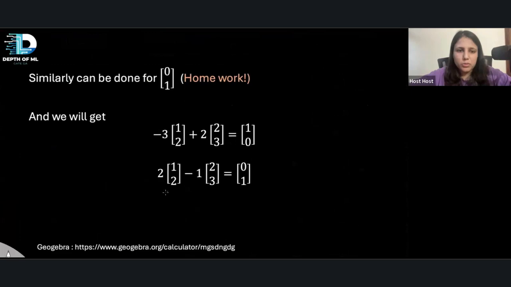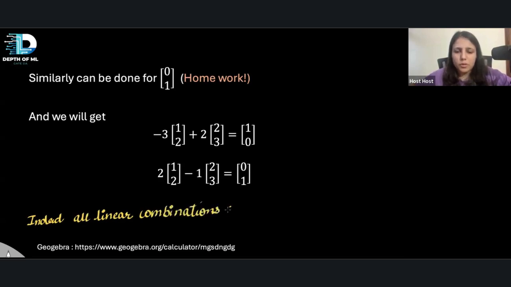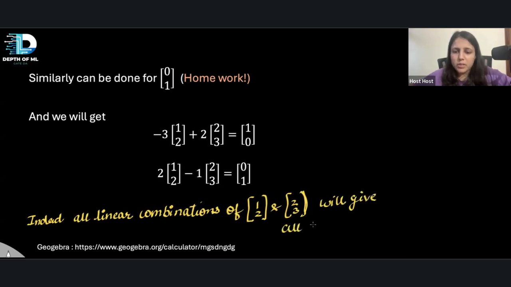Fine. Do this as homework: you should obtain A equals 2 and B equals -1 for generating this. So I have proved that indeed all linear combinations of 1, 2 and 2, 3 will give me all vectors belonging to R2. So my claim, whatever I was claiming, I proved that it is correct.